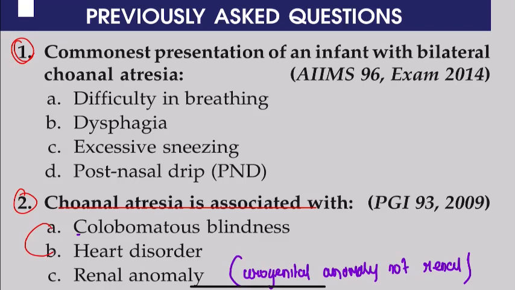The topic of which we are going to cover MCQs is: congenital lesions, anatomy and physiology of the nose. The first question is: what is the commonest presentation of an infant with bilateral choanal atresia? The right answer is difficulty in breathing.